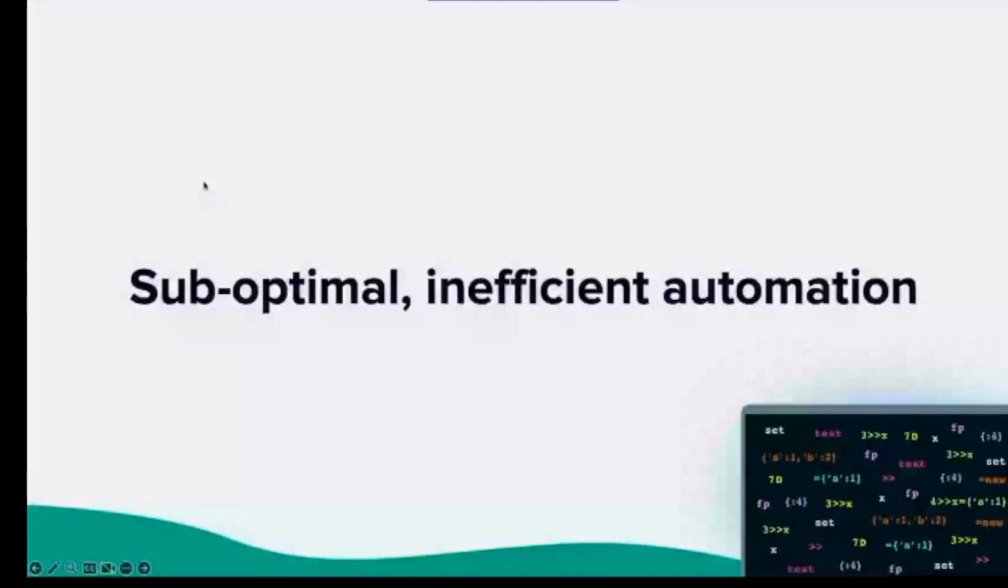The next part that I want to now speak about is suboptimal or inefficient automation. For this, I'm going to use a different set of tools. You may have used these before, but let me show you what it would mean.